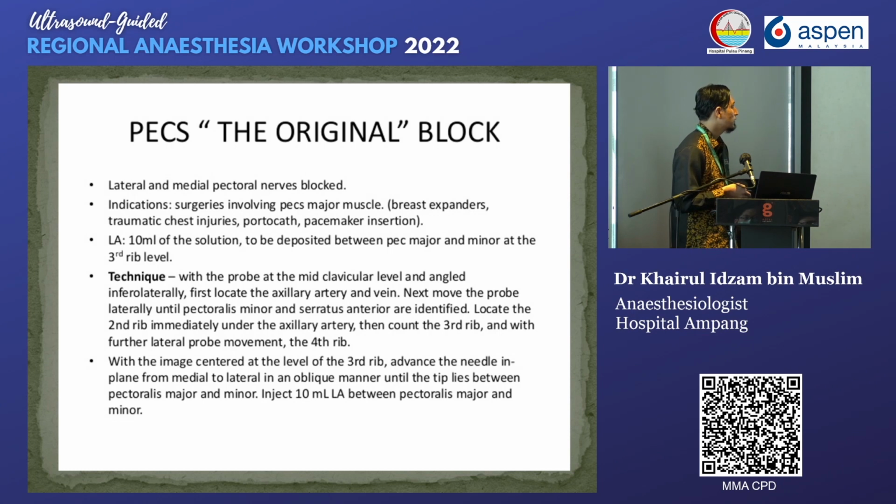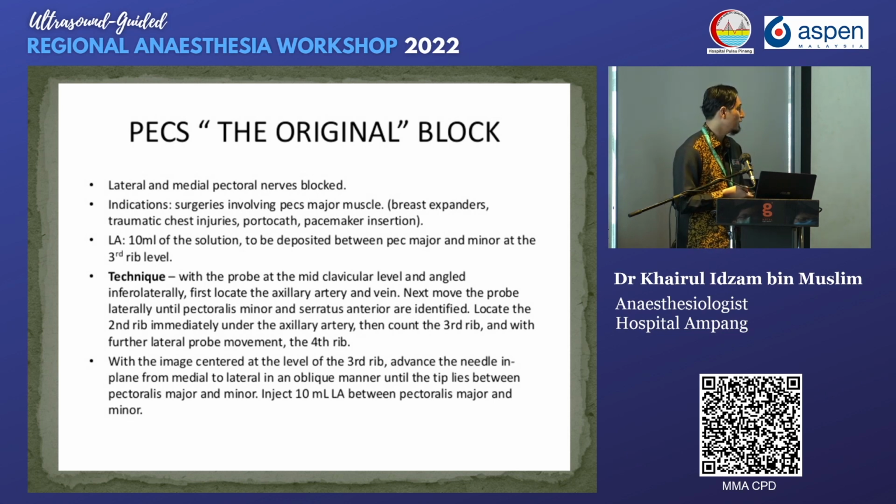Okay. So PECS 1, as I mentioned earlier, is the original block. It covers the lateral and medial pectoral nerves. The indications are surgeries involving the PECS major muscles, such as breast expander, traumatic chest injuries, portacath, or pacemaker incision. So how much LA do we need to deposit in these fascial planes? Usually only 10 mils between the PEC major and PEC minor.